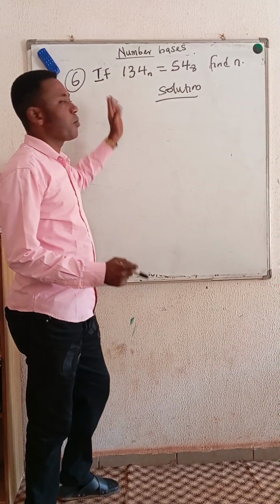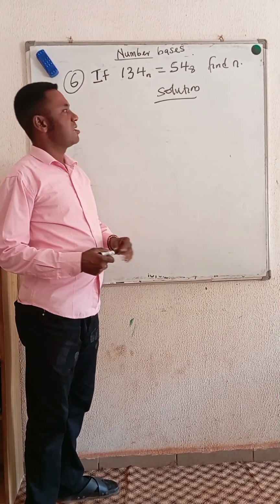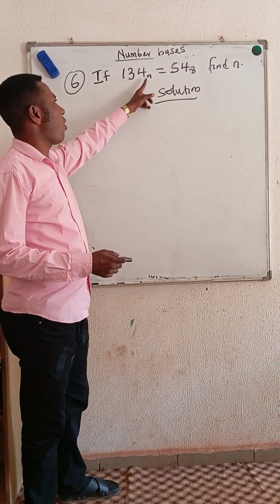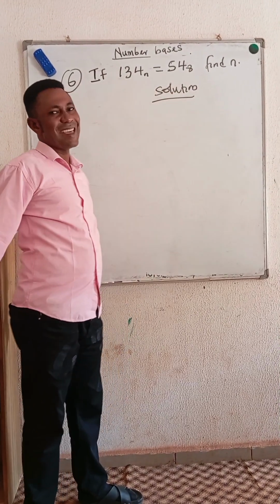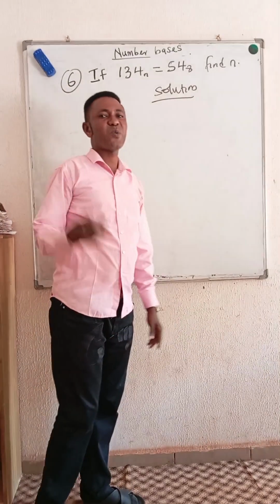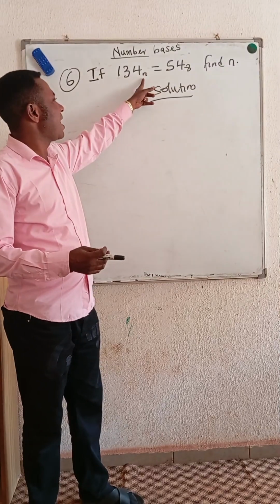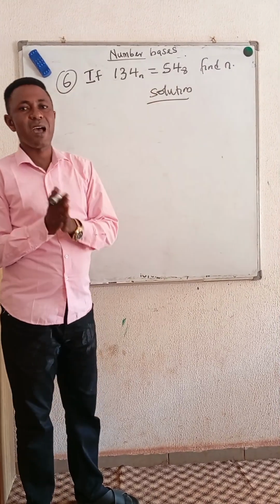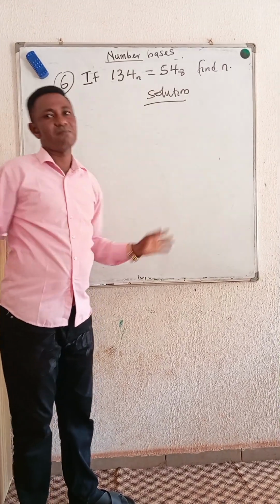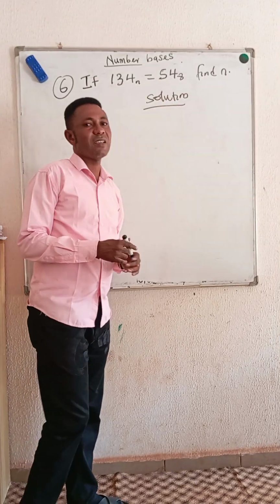We have a very simple problem on the board, number 6. If 134 in base n is equal to 54 base 8, we should find n. So what are we going to do? This is in base n and this is base 8. It's better we convert both to base 10, the common base, before we find our n.